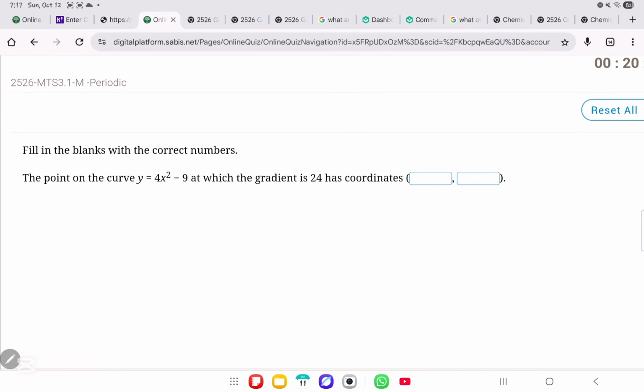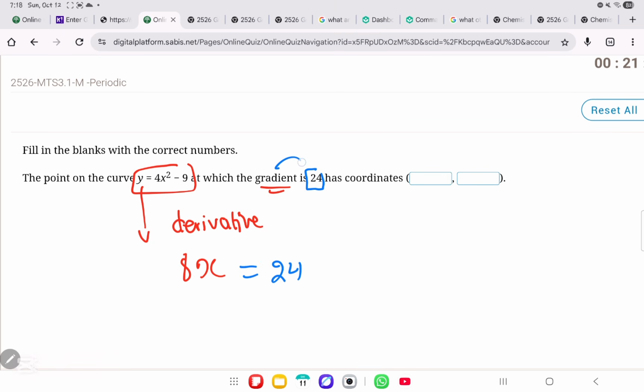So, the point on the curve y equals 4x squared minus 9 at which the gradient is 24 has coordinates. What are these coordinates? First of all, whenever they mention the word gradient and they give us a curve or a line, how do we find the value of the gradient? We very simply take the derivative. So we take the derivative of this, okay? So it's going to be 8x. And they told us that the gradient is 24. That means the derivative is equal to 24 because the slope is 24.